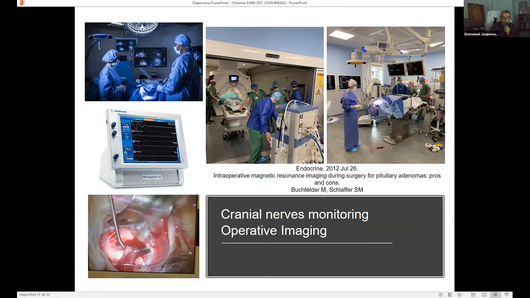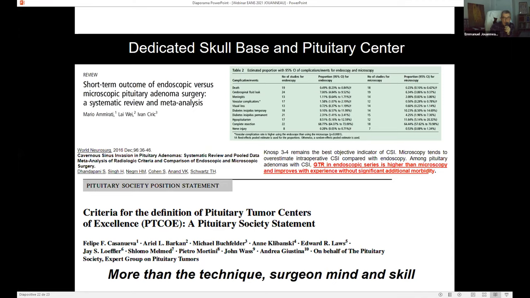You have to monitor the cranial nerve. It's, in my hand, a little bit disappointing, this kind of monitoring. You can use intraoperative magnetic resonance if you have it. But this kind of surgery is dedicated skull base. When you push your surgery inside the cavernous sinus, you need to be trained enough. Don't start with this kind of pituitary surgery.